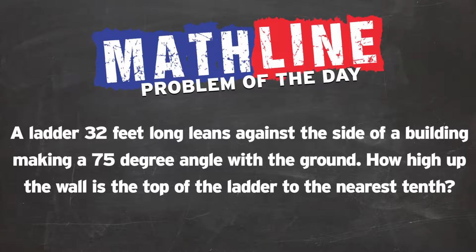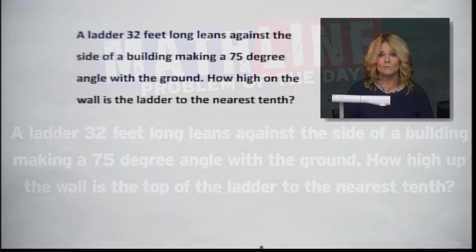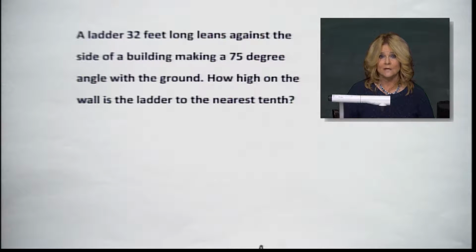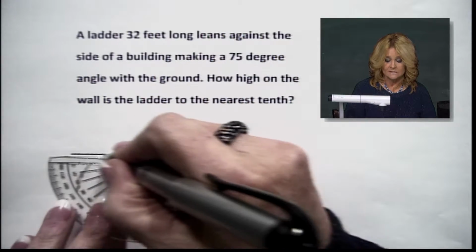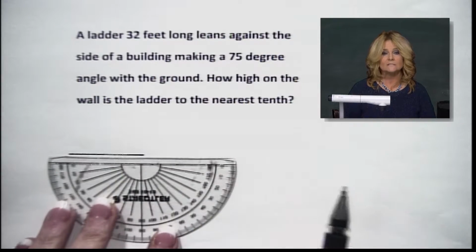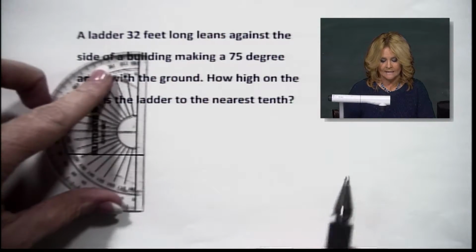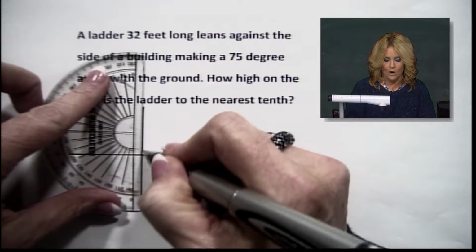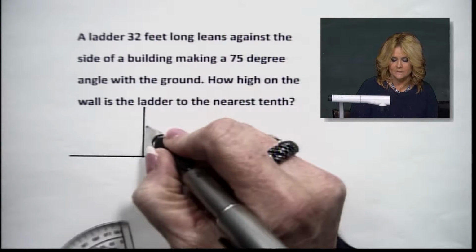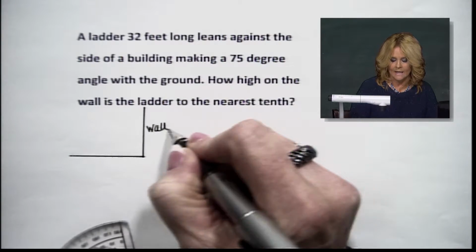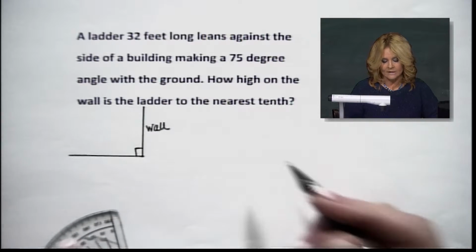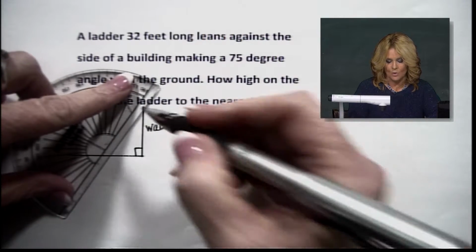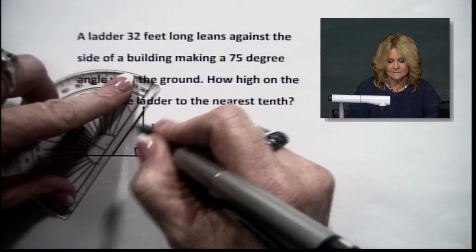Okay, if we're going to work this problem, one of the first things that we would want to do is be able to visualize the problem. So we want to draw a picture. It's not going to be fancy, and it's not drawn to scale, but I'm going to say that this is my ground, and this is the wall of the building right here. I'm going to assume that it makes a right angle with the ground. And I've got a ladder that's leaning up against the wall, and it's doing something like this.